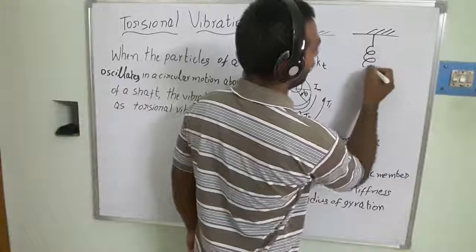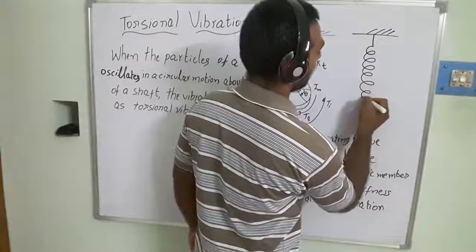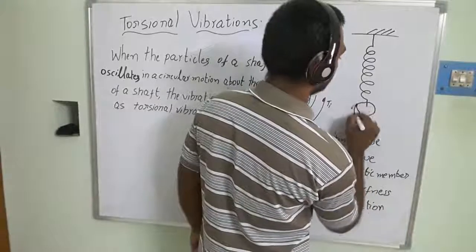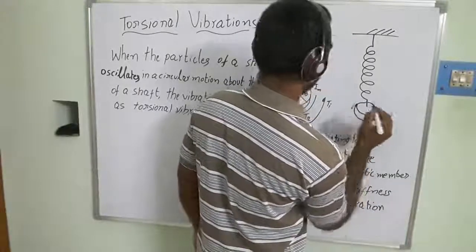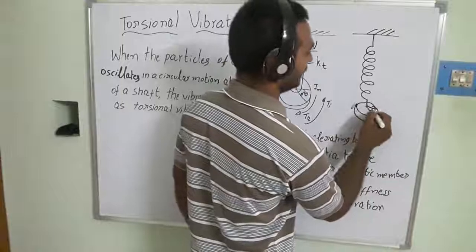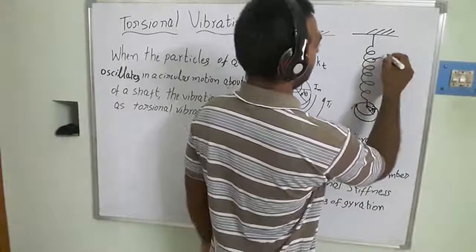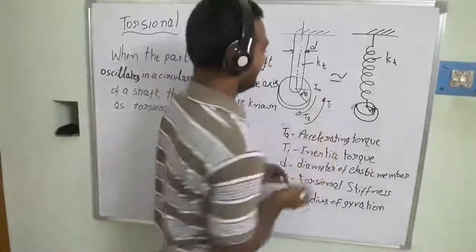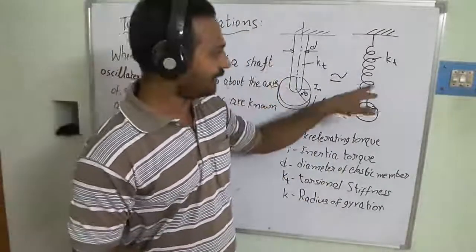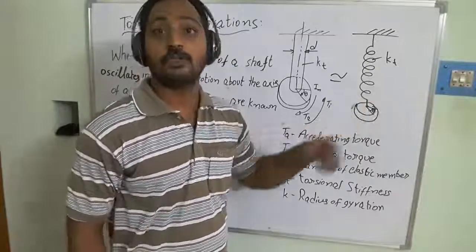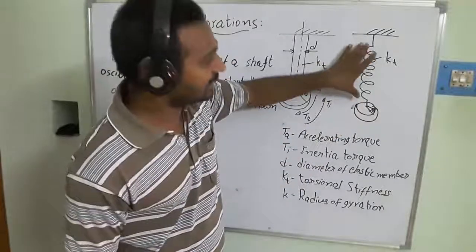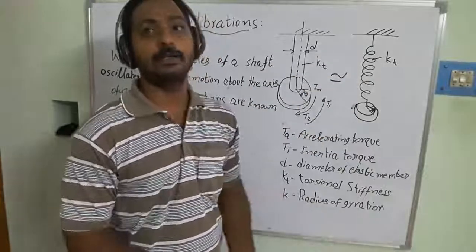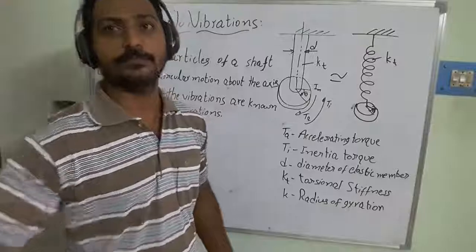The torsional spring is represented this way, and this is the disc attached to this part. So this is your disc, alright, and this is theta, and this is your Kt. So can you see, this is the real object that I have converted into a simple diagram to understand the elastic nature of this material, right? From this we are going to calculate the natural frequency of that system.